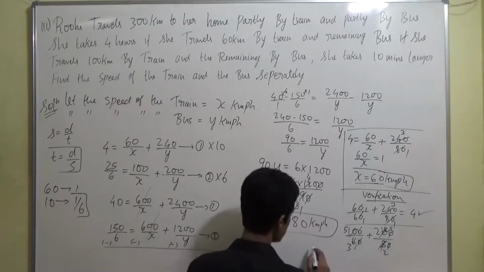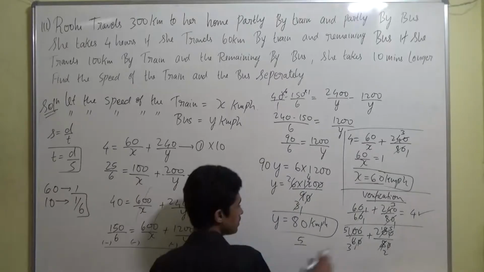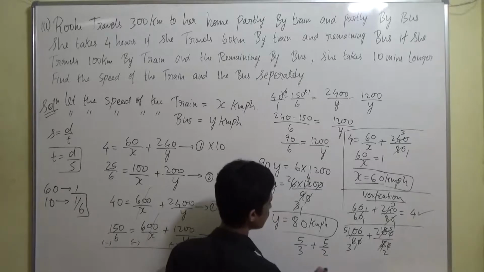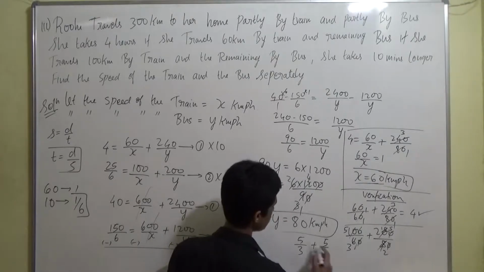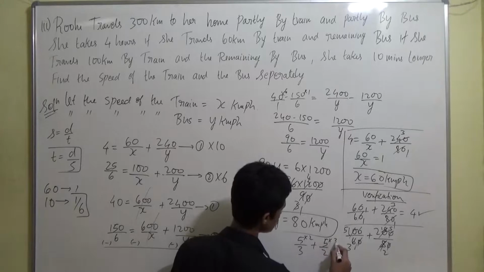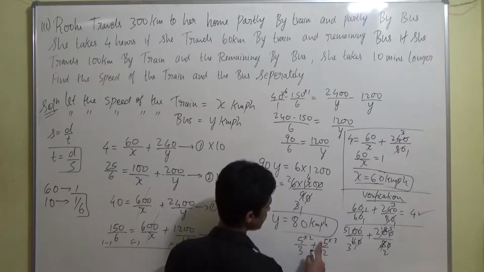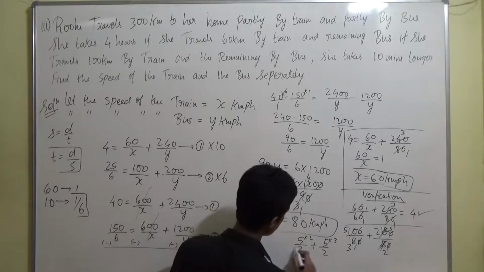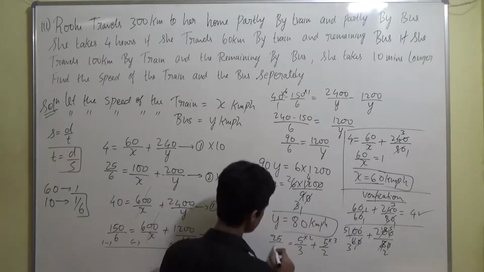How I got it? So it will be like 5 by 3. This becomes 5 by 3 plus 5 by 2. If you add these two, what will happen? You have to take the LCM first. If you take the LCM, this becomes 2, this becomes 3. So it will become 10 plus 15, that is 25. And this LCM you got as 6, which is equal to 25 by 6.